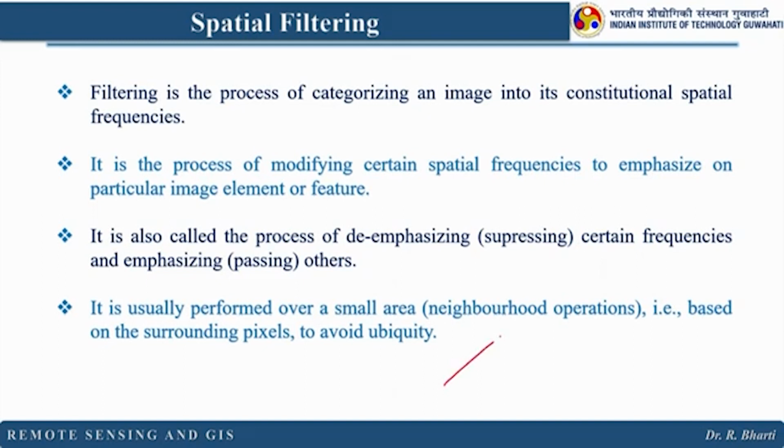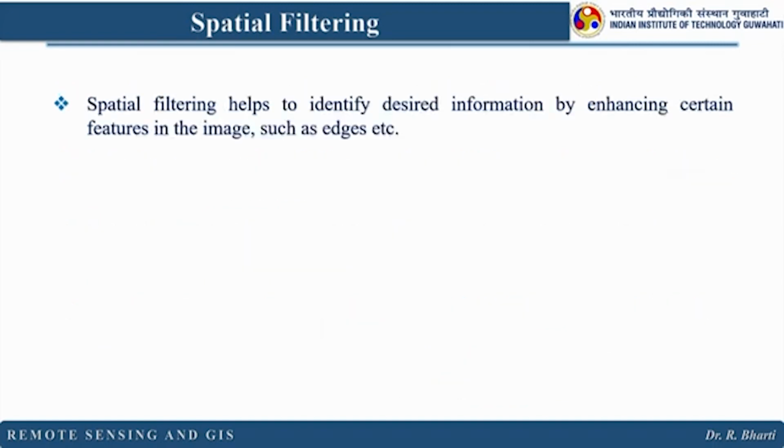Because in a big image there are many portions, and their spatial frequency will be different. So if you use a single logic to enhance the whole image, it may not work. But if you select certain pockets or small areas and apply a filtering logic, then the output image will be very good compared to its original raw data. Spatial filtering helps to identify desired information by enhancing certain features in the image, such as edges.